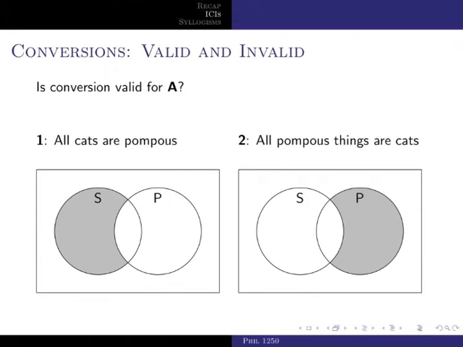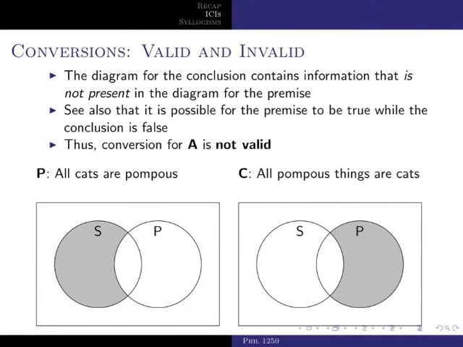A proposition of form A is all cats are pompous. And here you have the diagram in which, again, we shade area 1, which means that area 1 is empty. Now, its converse is all pompous things are cats. And its Venn diagram is formed by shading area 3. That is, saying that area 3 is empty, namely that there isn't one P that isn't also S.